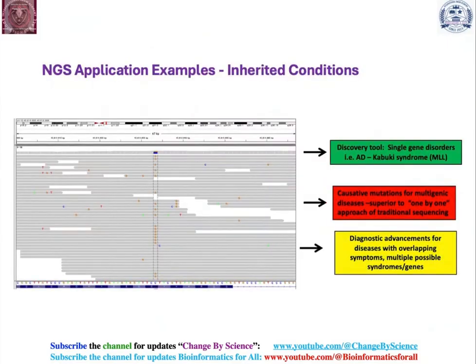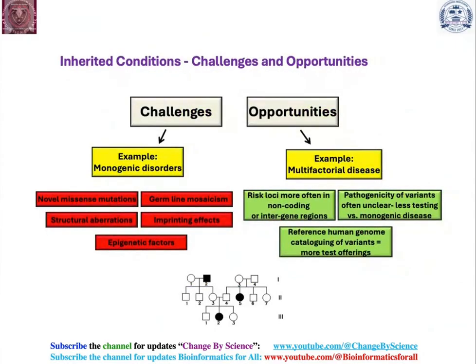Now, what are basically the examples of NGS? For example, here, discovery tools, single cell gene disorders, and causative mutations for multigenic diseases. Diagnostic advancement for diseases with overlapping symptoms. Multiple possible syndromes are also possible. Inherited conditions include challenges and opportunities.